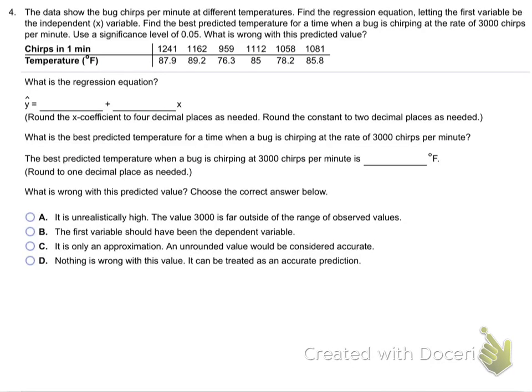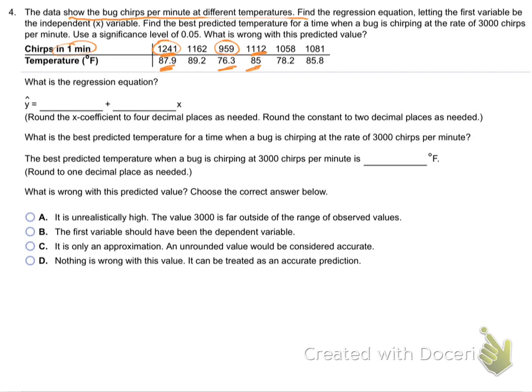Okay, so here's some data. The data show the bug chirps per minute at different temperatures. Have you heard about this before? This is actually true. When the temperature outside is 87 degrees, the crickets chirp 1241 times in 1 minute. When the temperature goes lower, like 76 degrees, they chirp less. When the temperature goes higher, they chirp more. Now, it's not a perfect relationship. We can see some exceptions in this table.